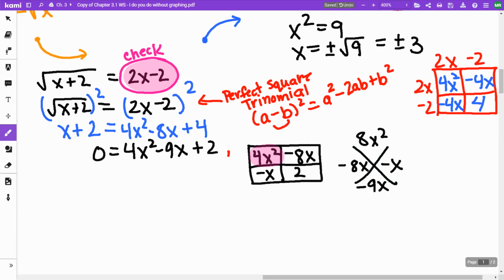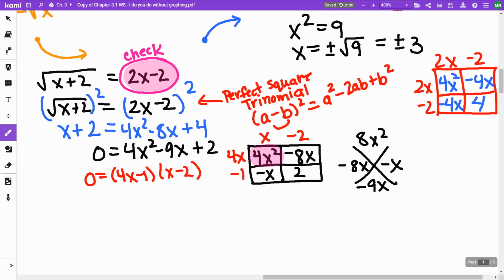I'm leaning towards the 4x giving me the negative 8x, and the x giving me the negative x. When I take my 4x and I multiply it with something to get a negative 8x, that's a negative 2. When I take my x times something to get me a negative x, that's a negative 1. So my factors are going to be 4x minus 1 and x minus 2.